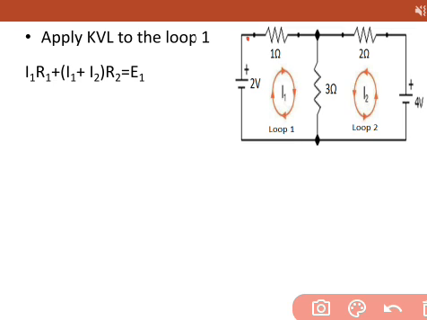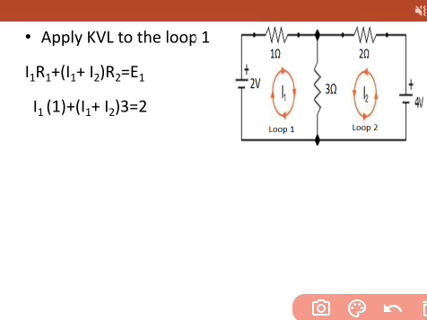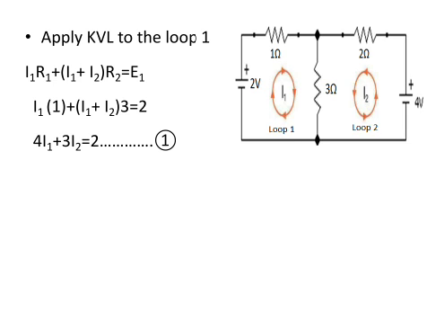I1 into R1 plus (I1 plus I2) into R2 equals E1. I1 into R1, R1 equals 1 ohm, plus (I1 plus I2), R2 equals 3 ohm, that equals E1. That means the source is 2 volts. Next, 4I1 plus 3I2 equals 2. Say, equation 1.